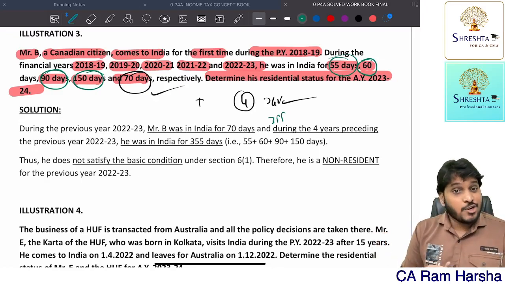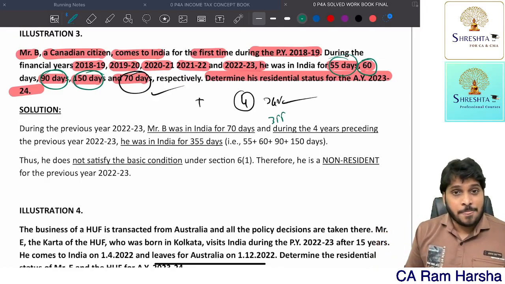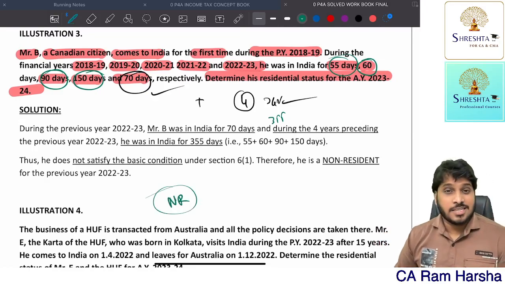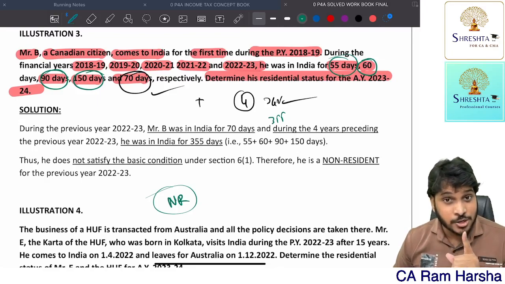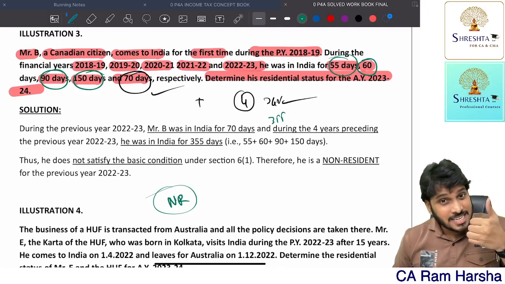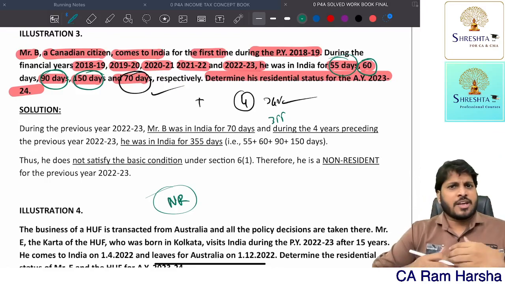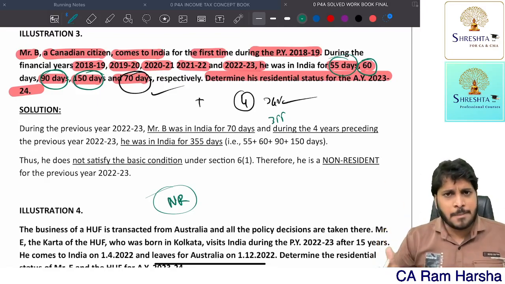He's a foreign citizen, not an Indian citizen. So straight away, getting it? He is a non-resident. He is a non-resident. Remember, basic condition 2 will not apply for whom? Indian citizen leaving India. Indian citizen working as a crew. Indian citizen visiting India. Only for them basic condition 2 we will not apply. For everybody else, foreign citizen, everybody, we will apply basic condition 2.